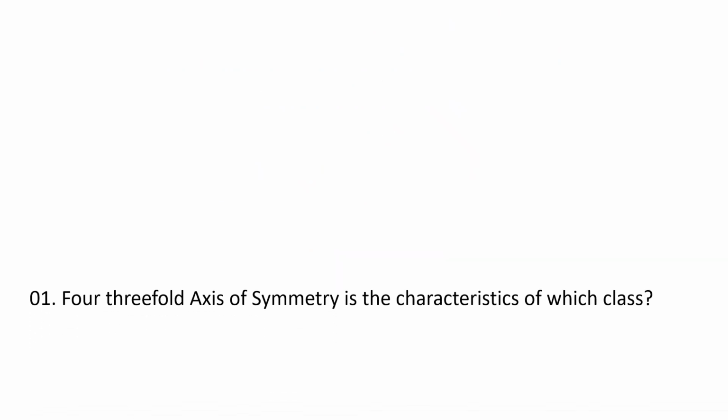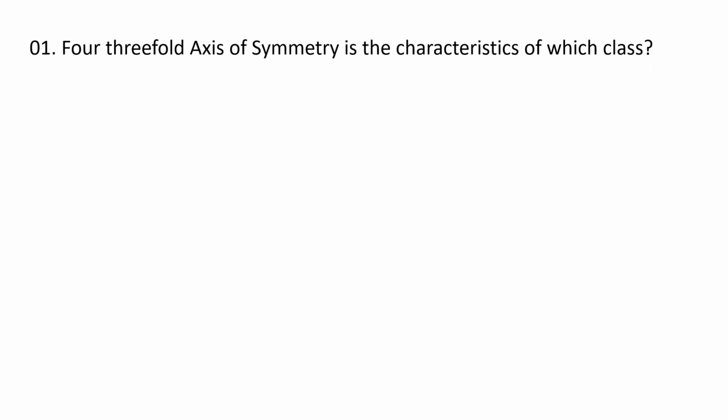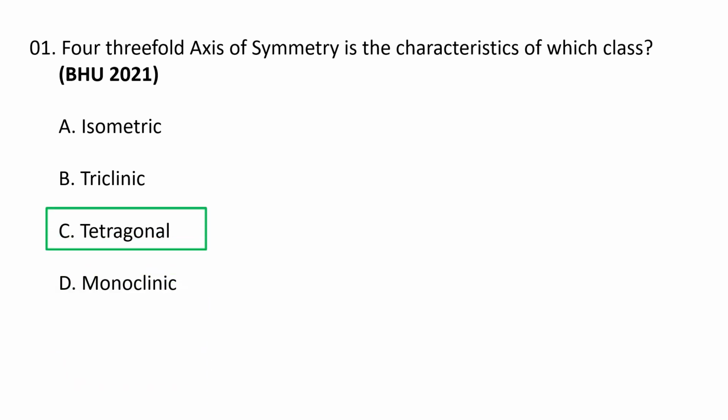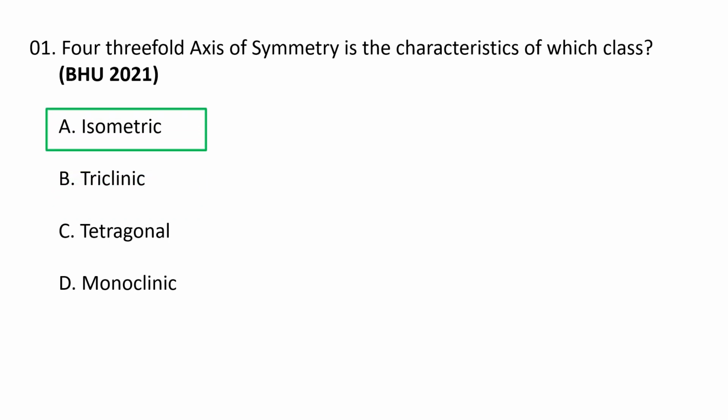Coming to the first question. 4 threefold axis of symmetry is the characteristic of which class? A. Isometric, B. Triclinic, C. Tetragonal, D. Monoclinic. The correct option goes as A. Isometric. 4 threefold axis of symmetry characterize the cubic crystal system, which is also known as the isometric crystal system. This system is defined by its high symmetry, including 4 threefold axes that run along the body diagonals of a cube. So 4 threefold axis of symmetry is the characteristic of isometric system.